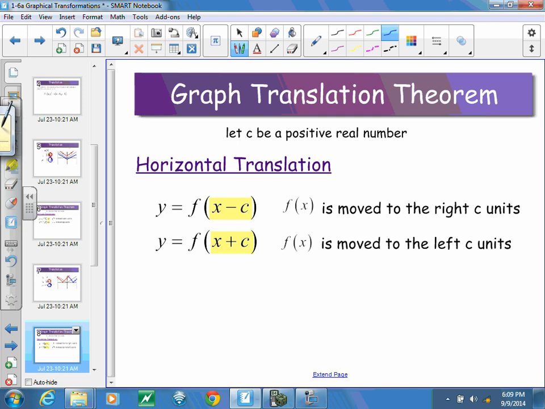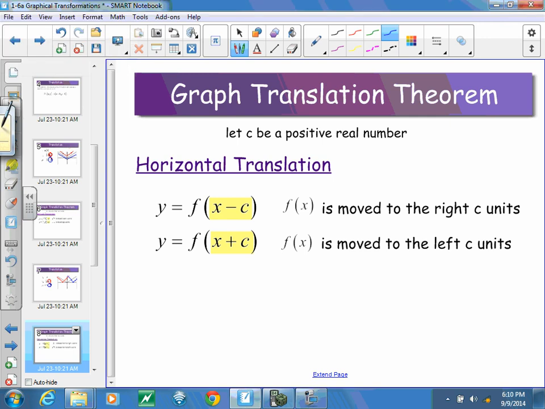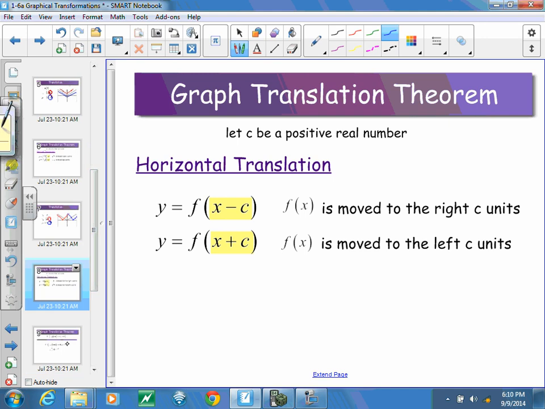And so the graph translation theorem here, again we're working with the inside change. If inside your function you have x minus some positive real number c, because it's subtracting, your graph is actually going to move to the right c units. If you have inside your function x plus c, your graph is going to be moving to the left c units. So as we start looking at a couple of examples here, hopefully this will start to be ingrained in your mind, and you'll see why this is all taking place.